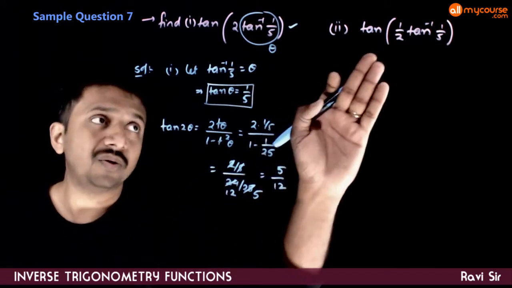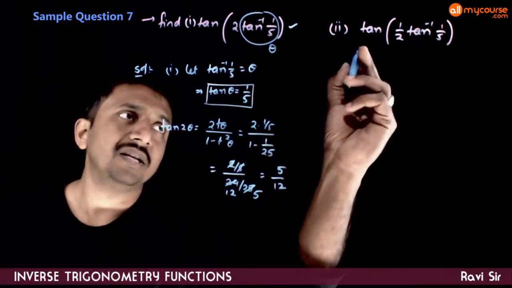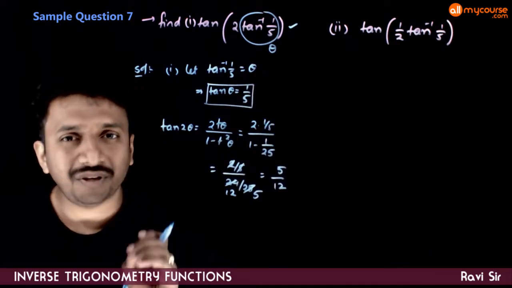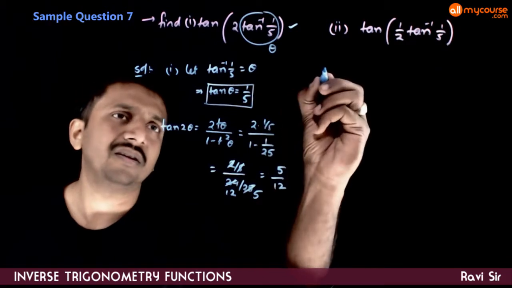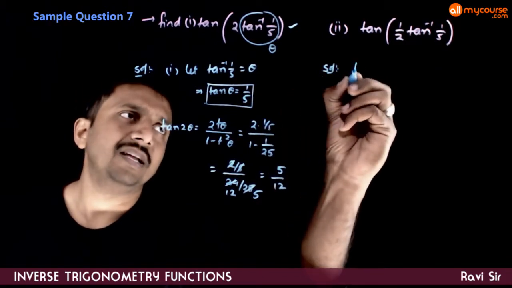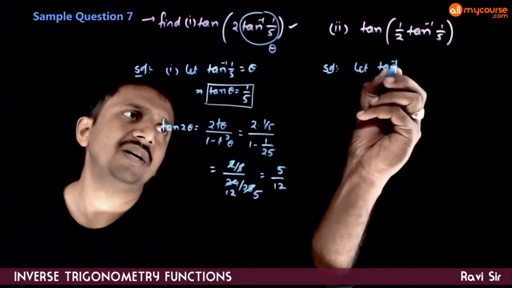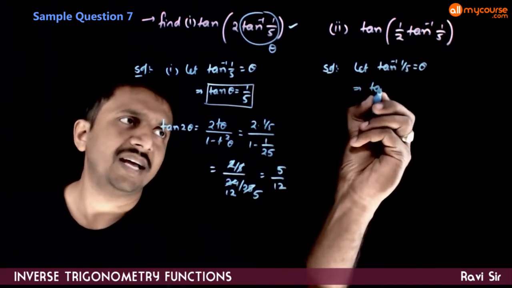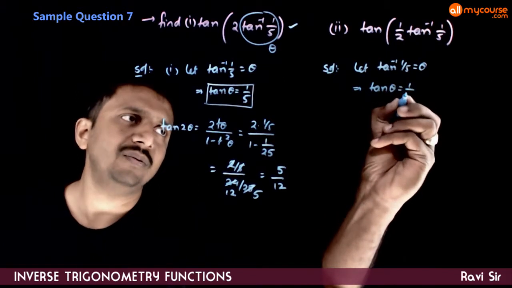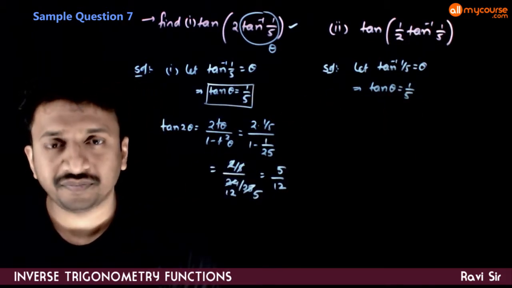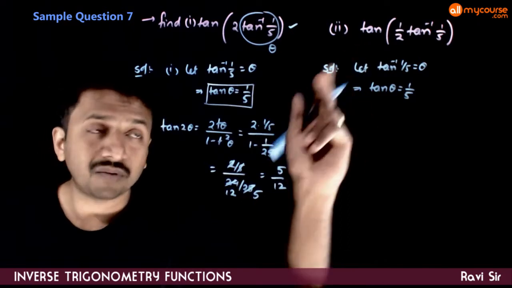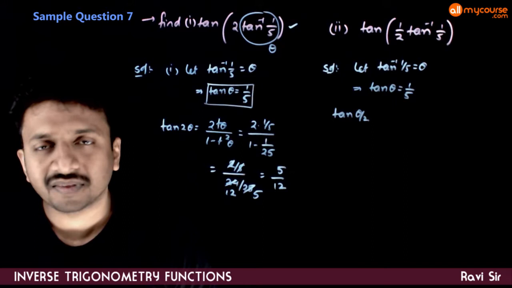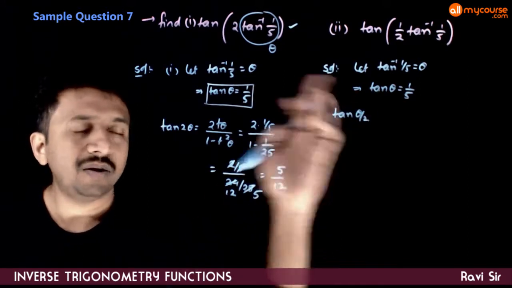Next, let us go to this question. Tan of half tan inverse 1 by 5. Here also we use exactly the same process. Let tan inverse of 1 by 5 be equal to theta, which implies that tan theta is equal to 1 by 5. Now, according to the question, you need to find tan theta by 2 this time. So can you find tan theta by 2 in terms of tan theta?